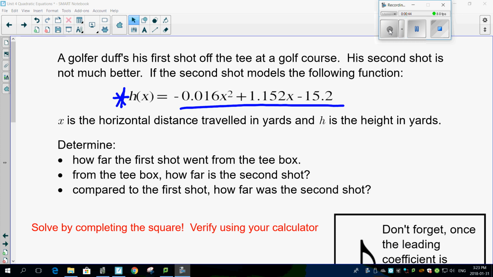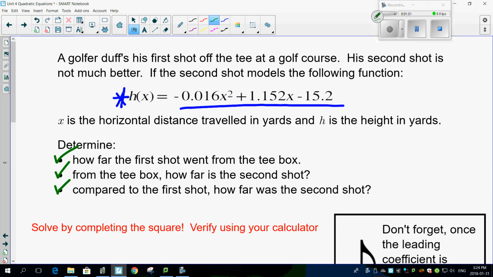height of the ball. Now, what's really interesting here is look what's asked of you. It says, how far is the first shot from the tee box? And then how far from the tee box is the second shot? And then I want you to compare the two shots. What do I mean by this?